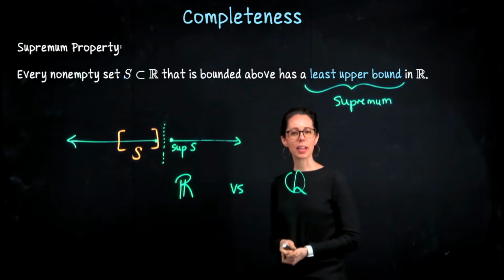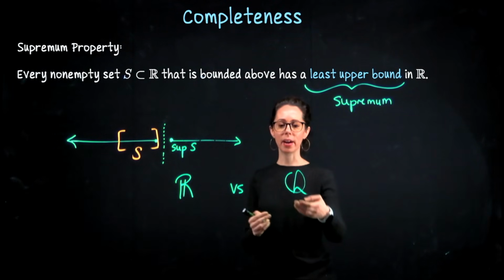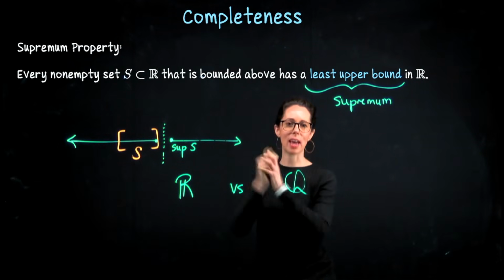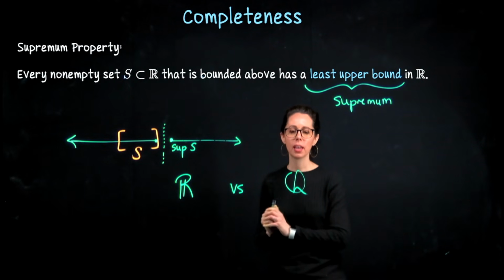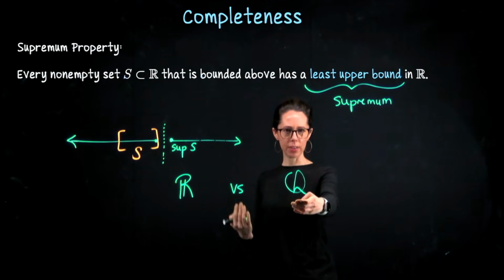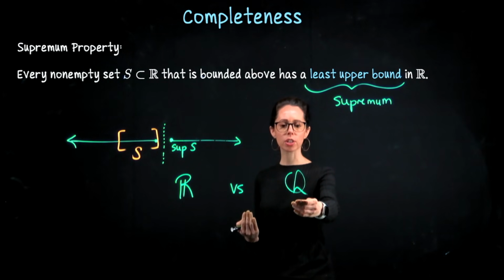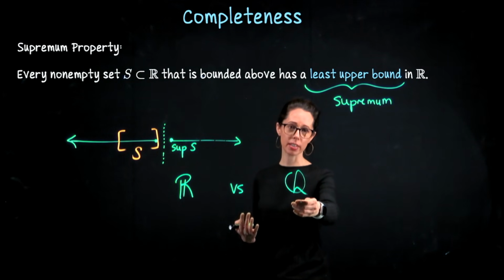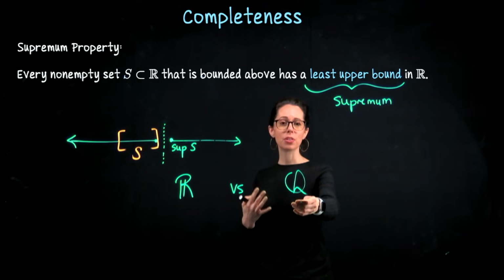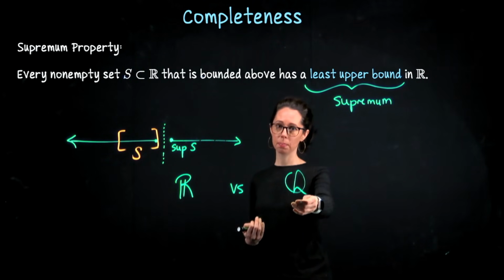So here's the analysis that I wanted you to go through when I said compare Q to R through the lens of these axioms that we've been looking at. Is Q a field? Meaning, if I take the set of rational numbers and equip them with the familiar addition and multiplication operations, do those properties hold?